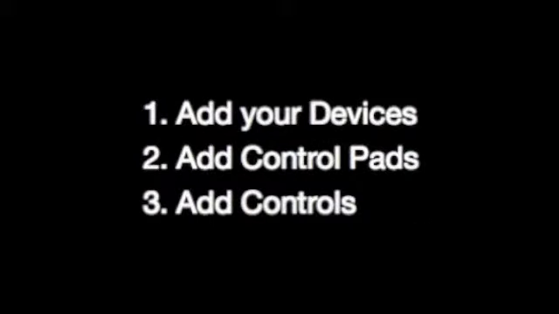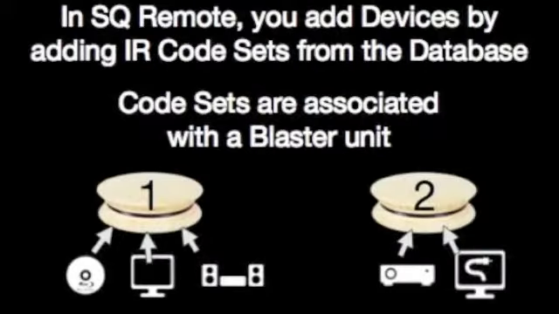This short video will show you how to set up Squareonnect. There are 3 simple steps. Step 1 is adding devices. In Squareonnect, you add devices by adding sets of control codes from the built-in database. These are assigned to a blaster unit.